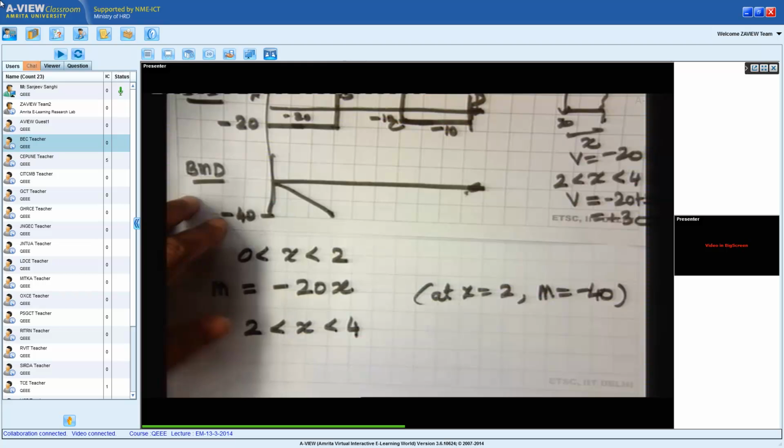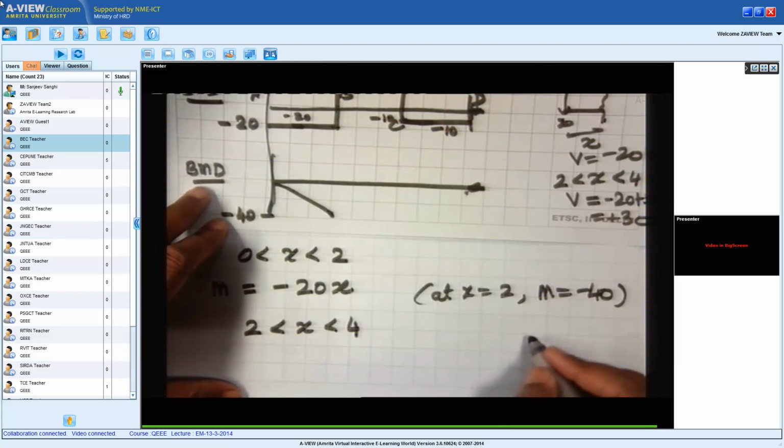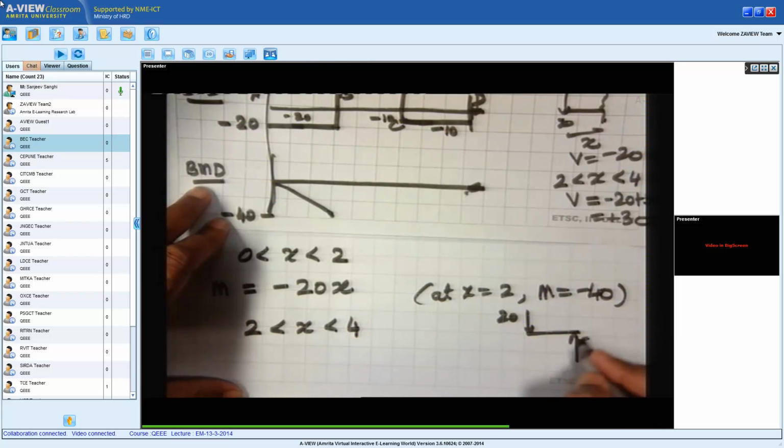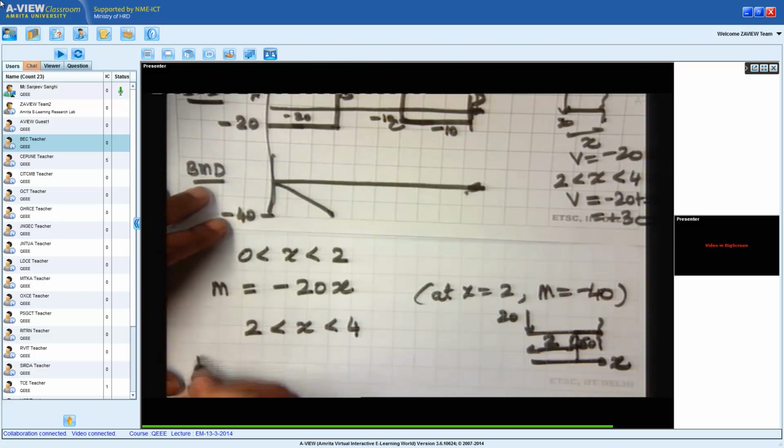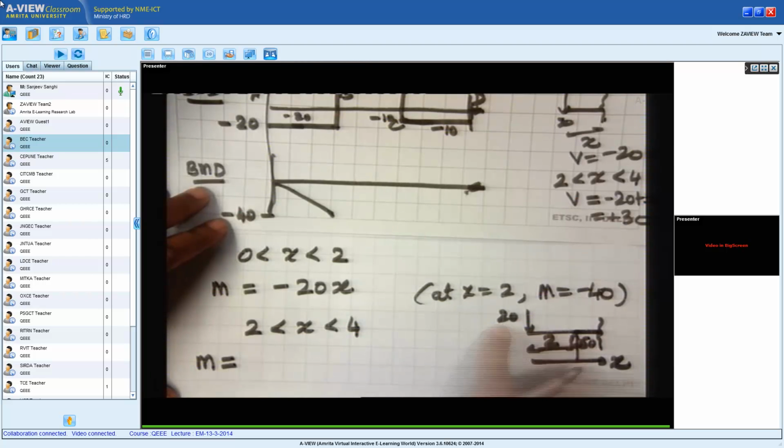Now when I go from 2 to 4, let me draw the figure again. This is 20, this is 50, and my section is somewhere here. This is x, and this distance is 2. So now when I write the expression for the bending moment, because of 20, what will be the contribution? It is downward 20. The distance between the cut section and 20 is x. So it will be minus 20x.